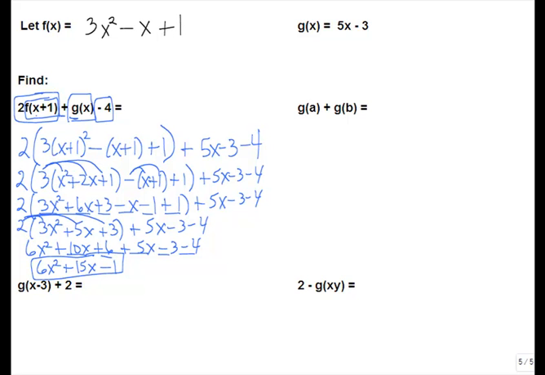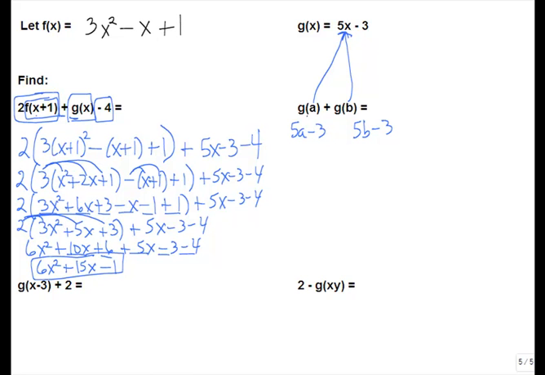Alright, let's take a look at g of a plus g of b. So this is going to use g twice. In the first case, we're going to substitute in a for the input. And notice in our rule for g, wherever x was, now we're going to put a. So we're going to put an a right there. So g of a should become 5a minus 3. Now we're going to do that again, but this time we're going to substitute b in for that x. So if I substituted in b, that would be 5b minus 3.